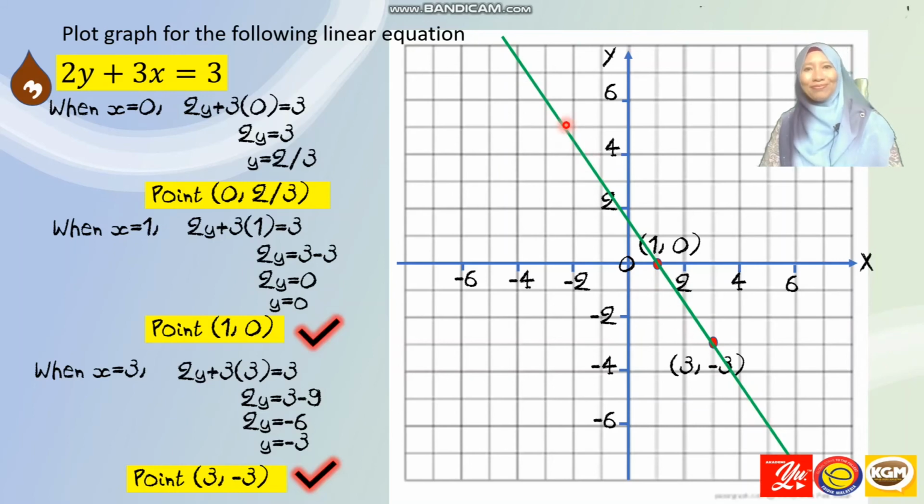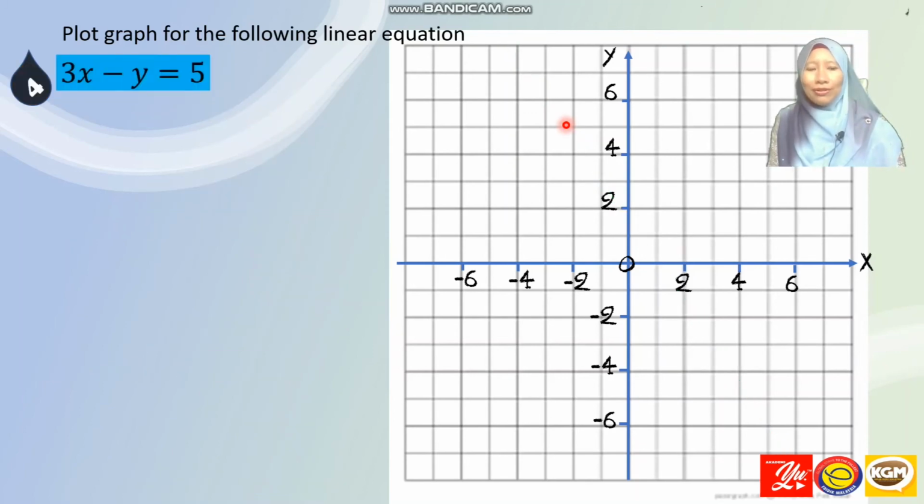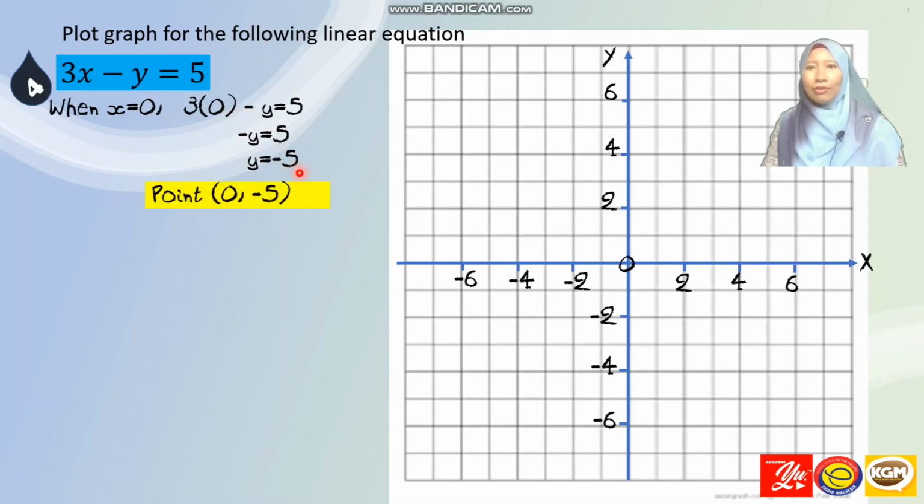Okay, we finished with equation number 3. Let's try equation number 4. Equation number 4, we have 3x minus y equals 5, and then we choose x equals 0 and substitute into the equation. We get the value of y equals negative 5. So our point is 0, negative 5.